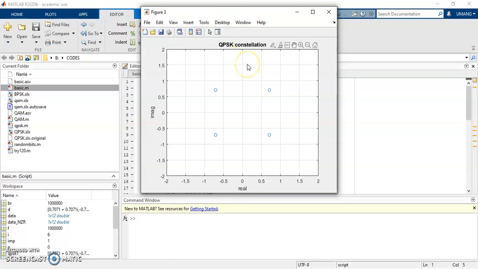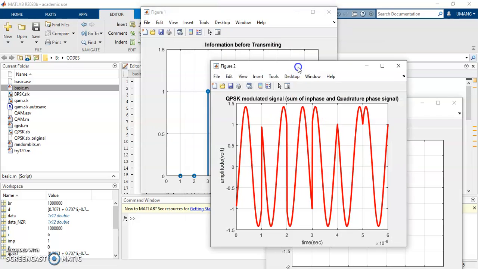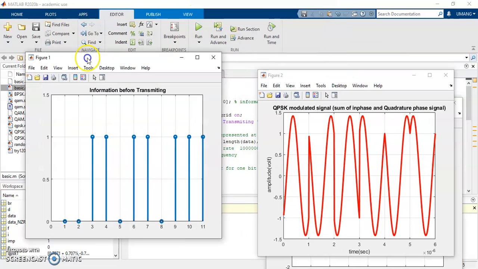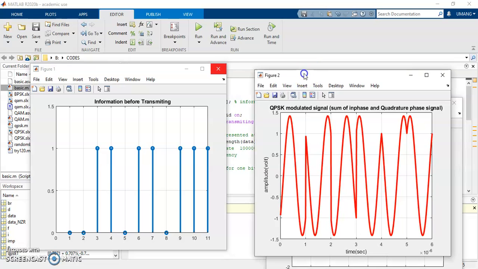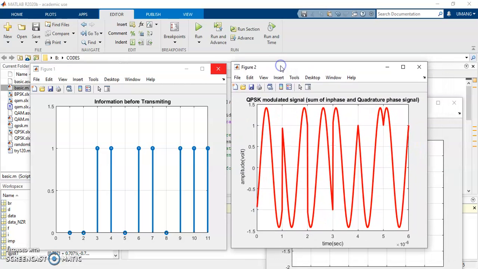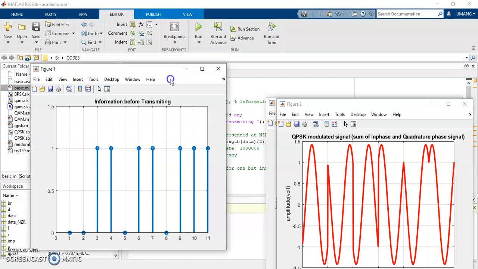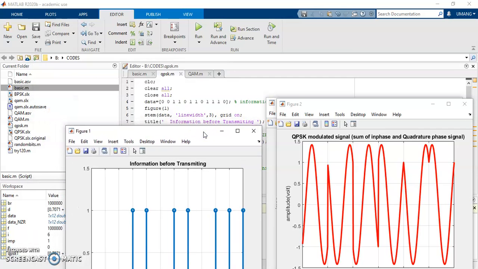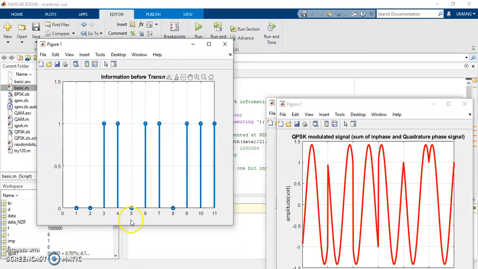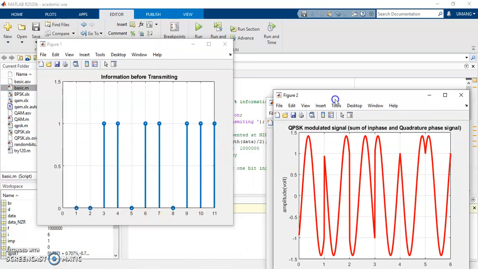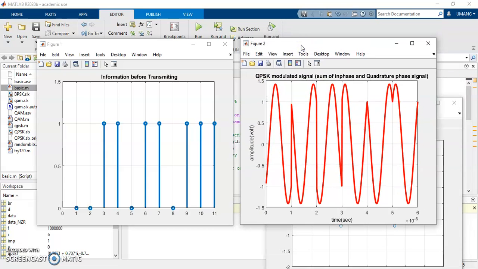This is the QPSK constellation diagram. As you can see over here, this is the input that we give. As you can see in the code also, we have given 0011 and 01 likewise. And you can see the input is the same. So this is the output of quadrature phase shift keying.